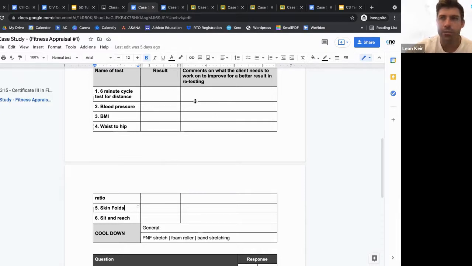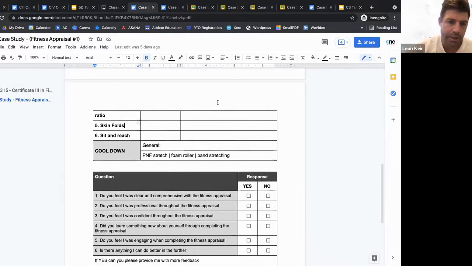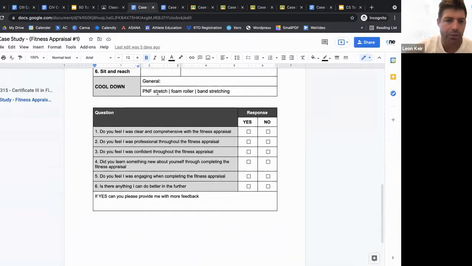Because if you're doing this in real life, and say you had 4 or 5 of these back to back, you'd probably forget what the first client did and how they did it. So by putting some comments down, when you come back and read this the next day when you're trying to put a program together for a client, you've got some information to go off. So that's for that. And you finish off with a cool down with your client.